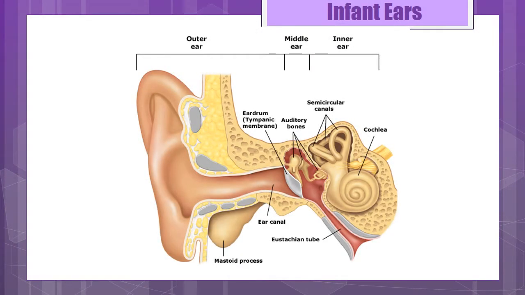Okay, so a brief anatomy of the ear. We have the outer ear, the middle ear, and the inner ear, and of course you have the cochlea, the semicircular canals, the auditory bones, and then of course the tympanic membrane, also known as the eardrum. We have the ear canal, the eustachian tubes, and the mastoid process.